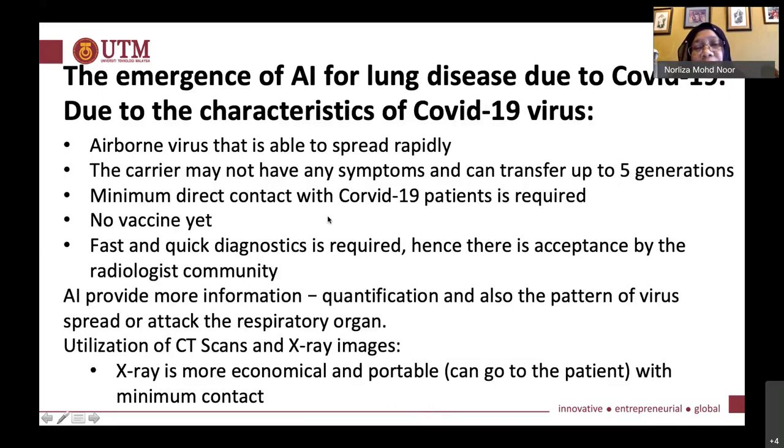Hence minimum direct contact with COVID-19 patients is required. So all the doctors, all the frontliners are wearing PPEs, covering themselves. And sadly, still no vaccine yet. Hence they need fast and quick diagnosis and acceptance by the radiologist committee. So AI can provide more information like quantification and also the pattern of how the virus spreads or attacks the respiratory organs. Utilization of CT scan and X-ray images, both are used a lot, depending on the country and the hospital. But in the public databases, there are more X-ray images. Plus X-ray is more economical and portable, because it can go to patients with minimum contact, rather than the CT scan, where you have to bring the patient, put them inside, and then scan.